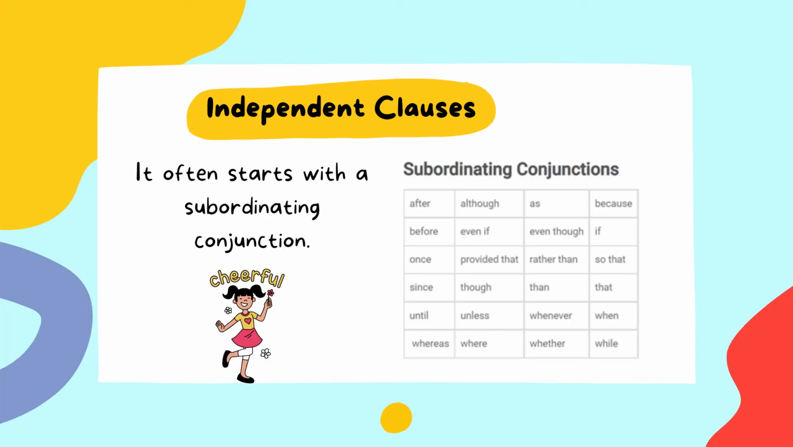Next, dependent clauses or subordinate clauses. It is part of a sentence. It contains a subject and a verb, but it is not a complete idea. They don't make sense on their own, but they are dependent on the rest of the sentence by context and meaning. A dependent clause is joined to an independent clause. And for a complex sentence, it often starts with a subordinating conjunction.